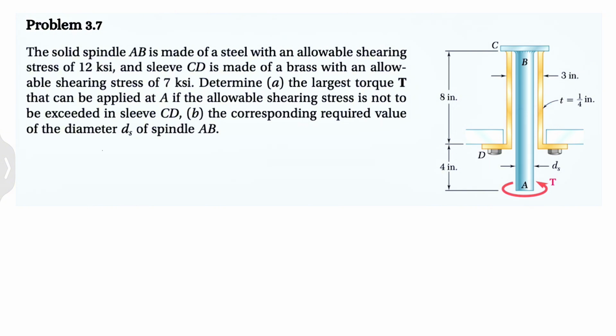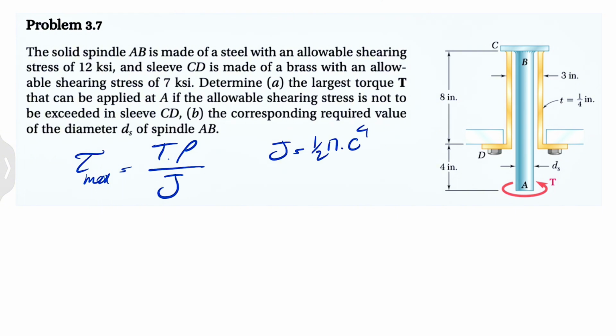As we talked about in the previous video, we have the elastic torsion formula where the maximum shearing stress is equal to the torque times the radius, which we show with rho, over J, and J would be the polar moment of inertia. Because all of our surfaces are circles, we know the moment of inertia for circles is 1/2 of pi times the radius, which we show with c, to the 4.